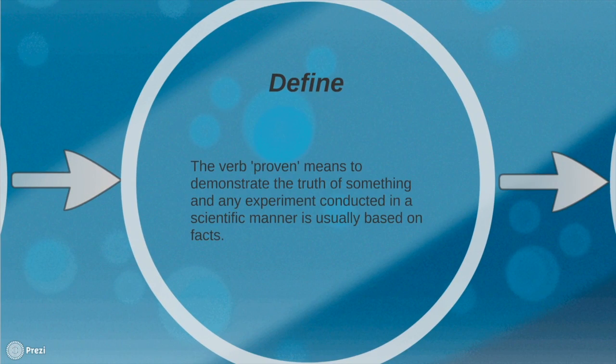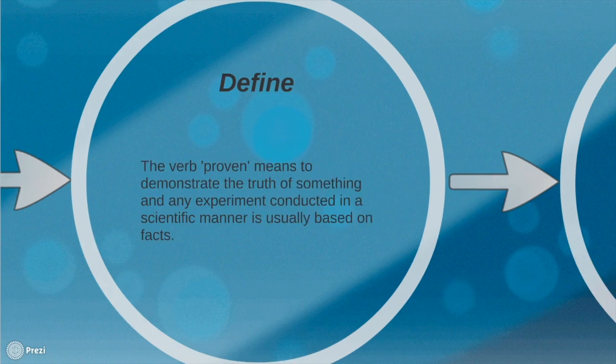Then what we have to do is define what the word or words are. Now obviously we've got the adjectives unscientific and unproven, okay, but in order for us to explain what unproven means, we need to explain what proven means. Now proven is a verb, okay, so here I've said the verb proven means to demonstrate the truth of something, and any experiment conducted in a scientific manner is usually based on facts, okay? So I've taken one of the words in my quote and I've defined what the opposite of that word means.